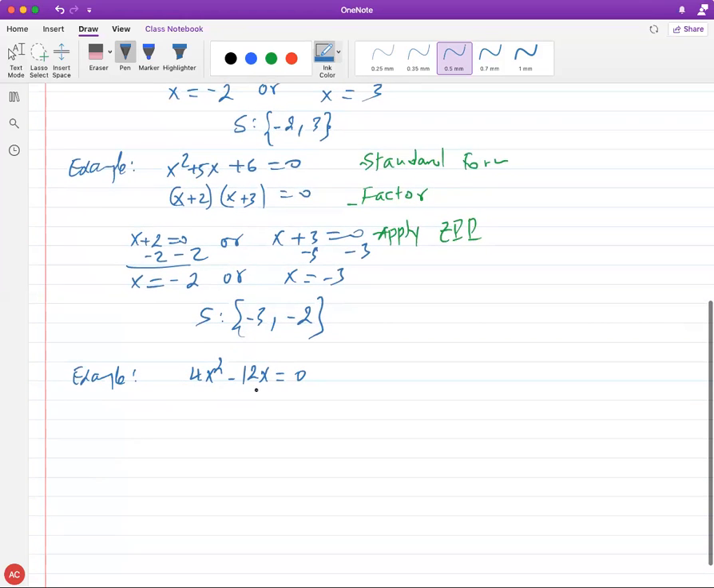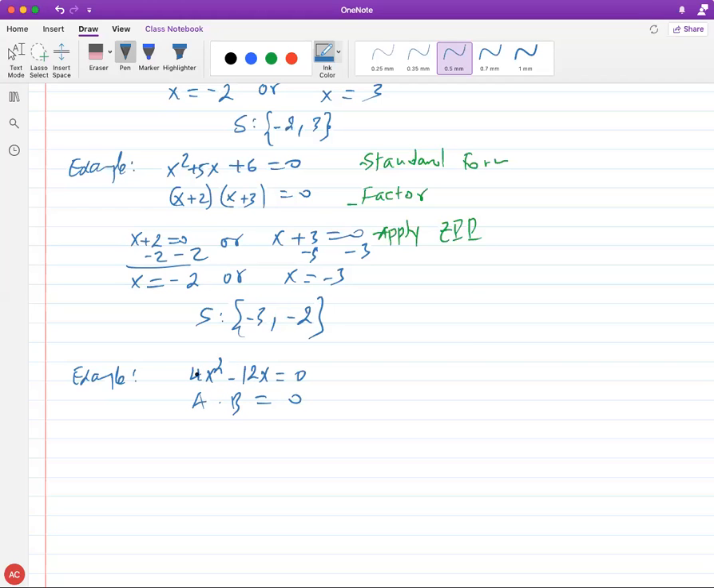Okay, so that's a quadratic equation. The degree is 2. And we check: it is in standard form because all the terms are here, 0 on the other side. What is the next step? Factor. That's right. Once we have standard form, we factor. When we factor, we're going to turn it into some A times B equals 0, whatever this might be.